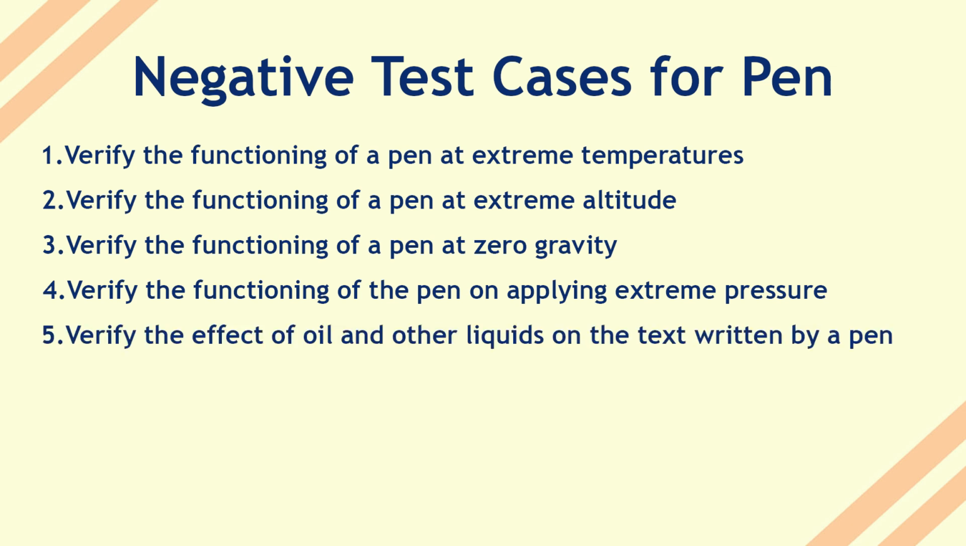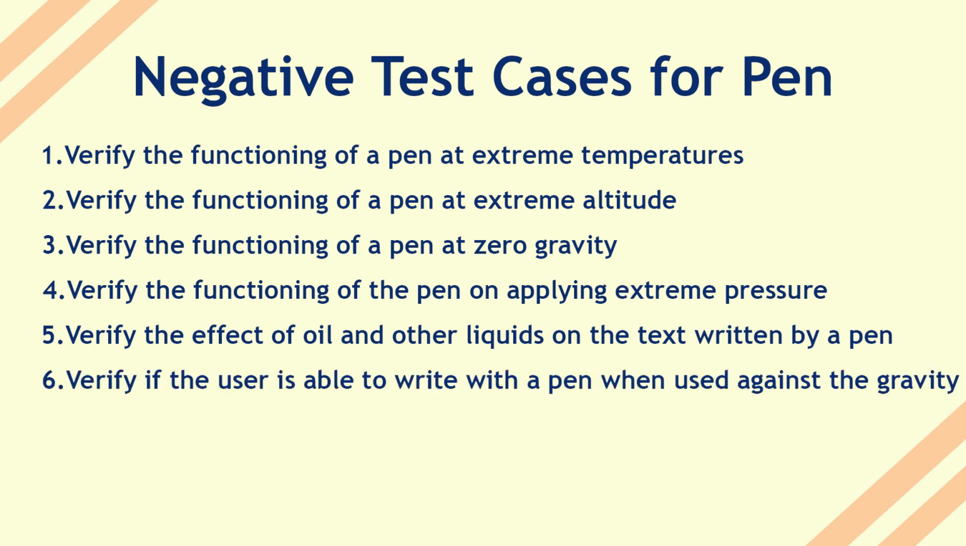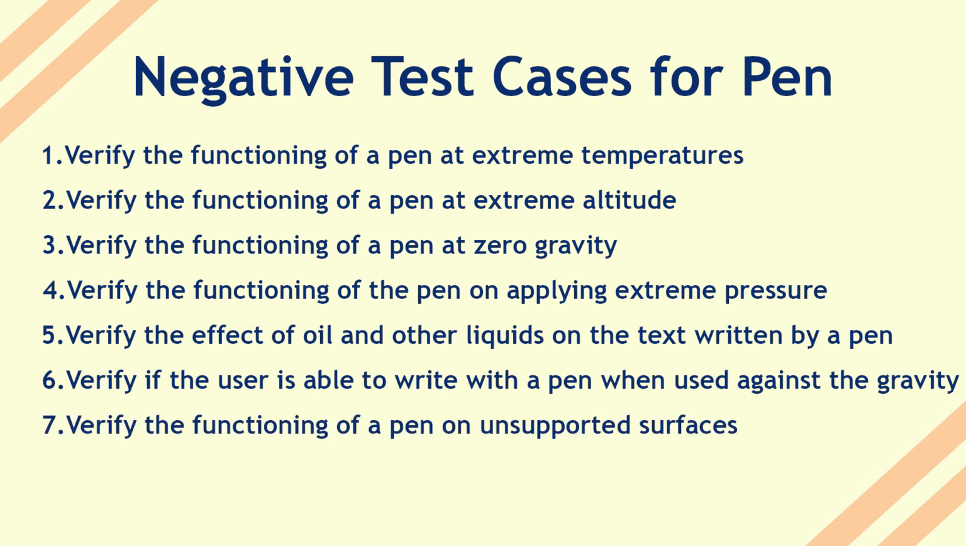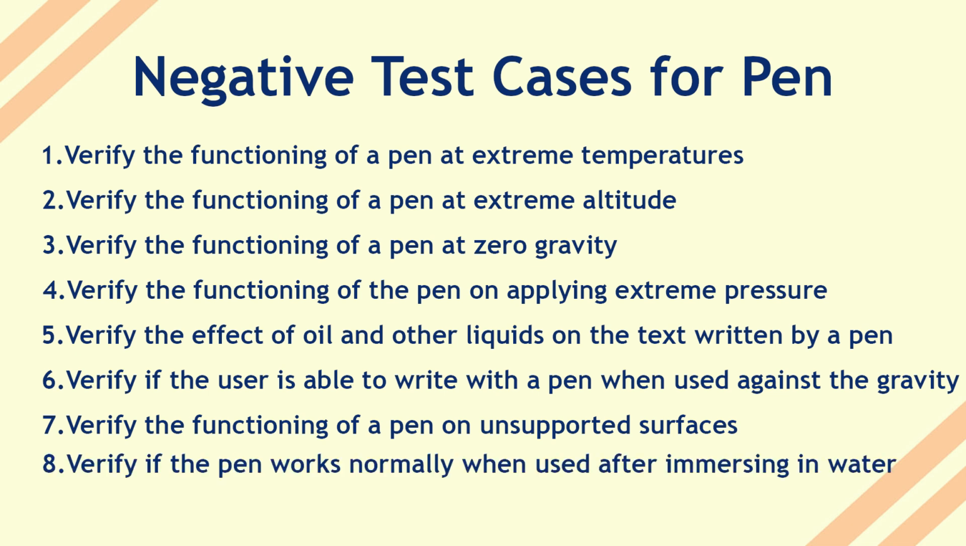Verify the effect of oil and other liquids on the text written by pen. Verify if the user is able to write with the pen when used against the gravity, i.e. upside down. Verify the functioning of a pen when a user tries to write on unsupported surfaces like glass, plastic, wood, etc. Verify if the pen works normally or not when used after immersing it in water or any other liquid for some period of time.